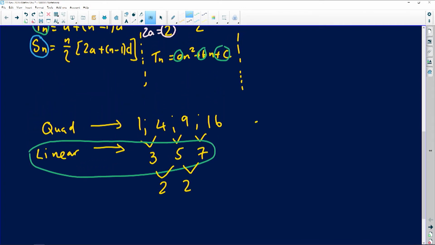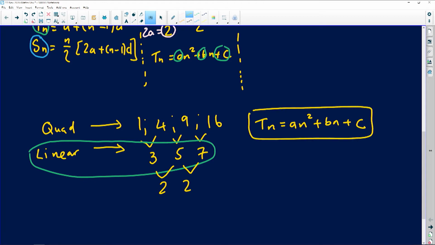A quadratic pattern is quadratic. Its general term is an squared plus bn plus c. If you had to draw this thing, you would get a parabola, depending on what your a value is. Obviously, if this is a positive value, you'd get a smiling parabola. If it is a negative, you then get a sad face parabola. Why am I introducing this to you?